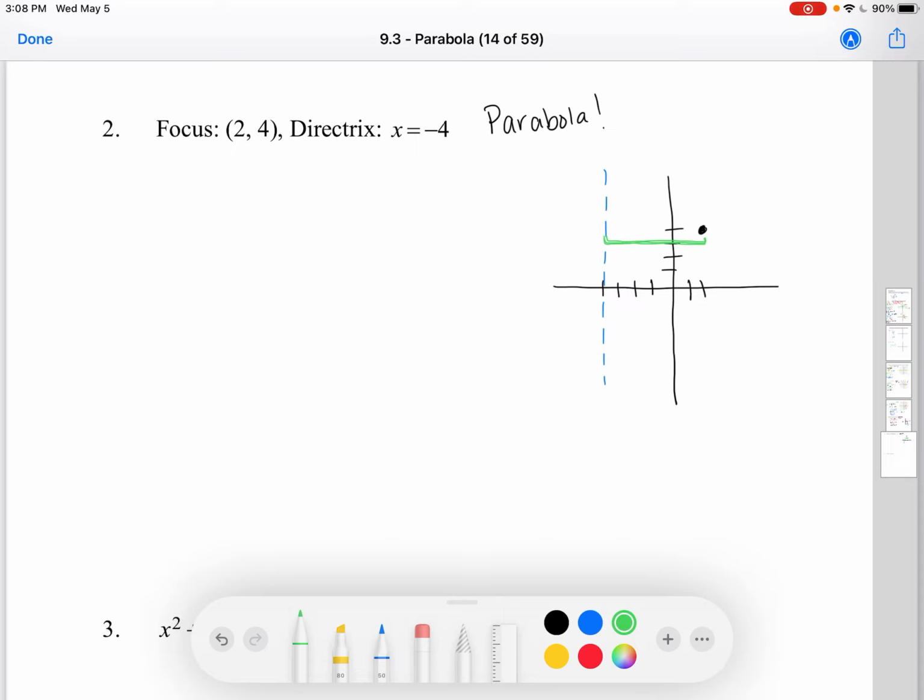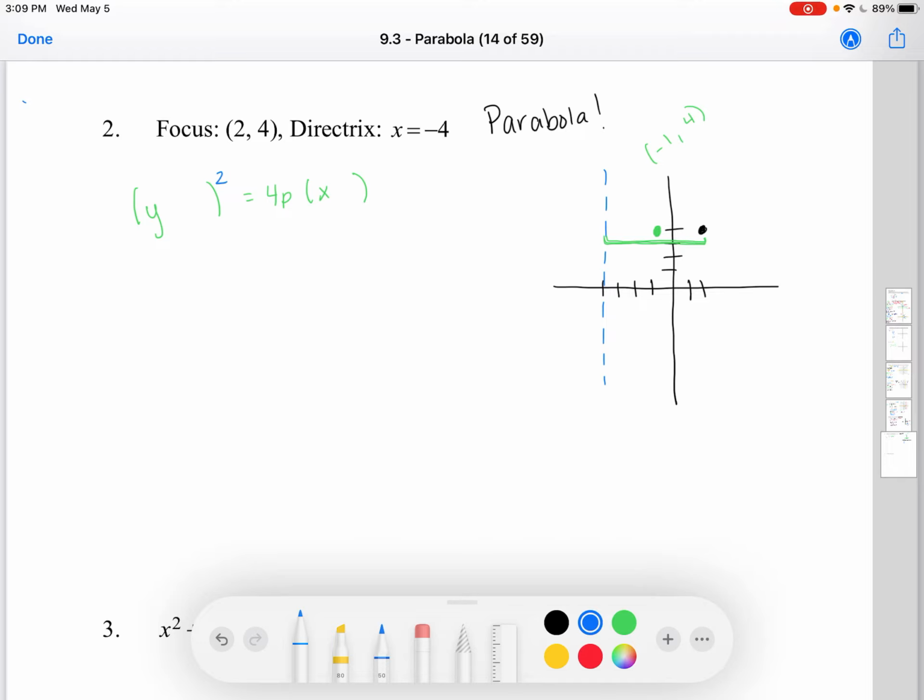And if I look from -4 to 2, that's a total of 6 units. So if I split that in half, then my vertex has to be 3 units from each, putting me at (-1, 4). All right, let's get our function going. We're going to have a y something squared equals a 4p something x. Again, remembering which one gets the squared, because we know it's going left and right, then that means the y is going to get the squared. Therefore, the 4p should be attached to the x. I kind of jumped ahead there.